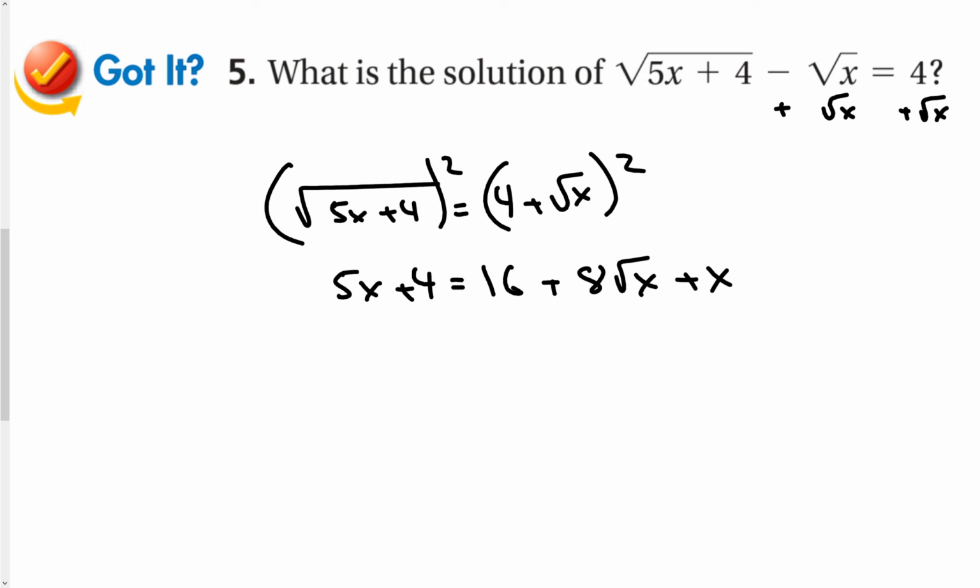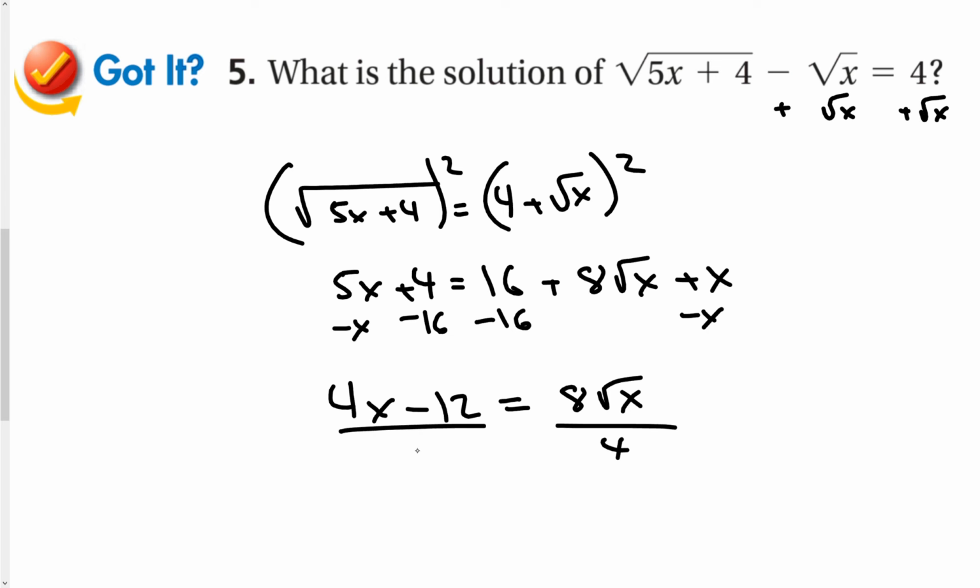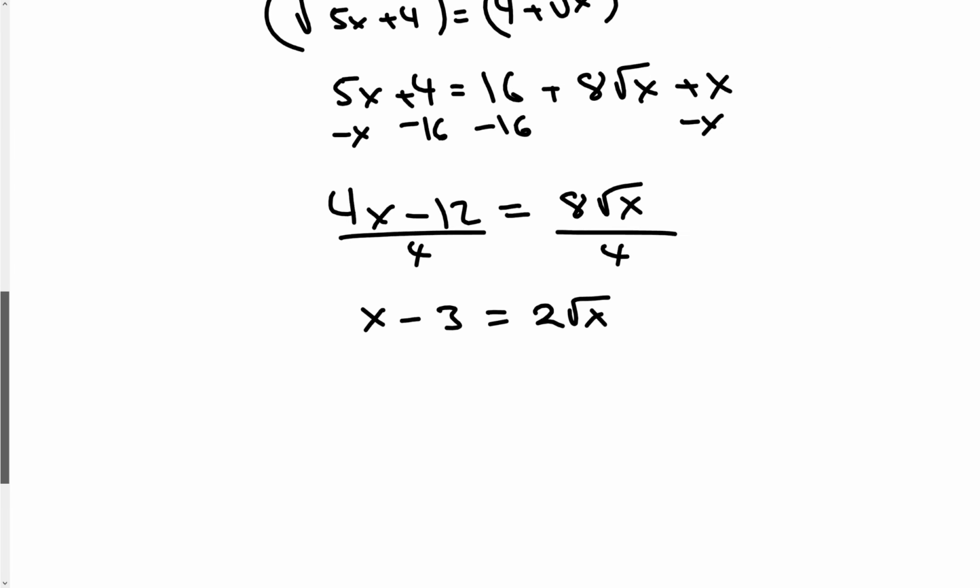So I'm going to subtract the 16 from both sides. I'm going to subtract the x from both sides. So I get 4x minus 12 equals 8 square root x. Now I have a couple choices here. I could divide out the 8, but I'm going to be left with fractions. Much easier just to divide out a 4. So now we have x minus 3 is equal to 2 square root x. A little bit easier to deal with without having the fraction.